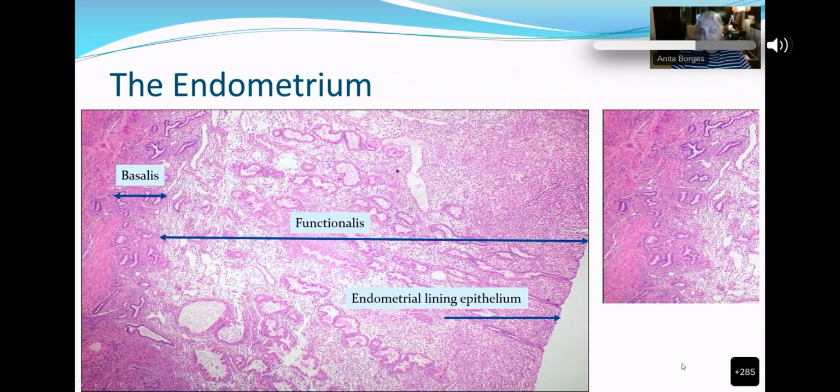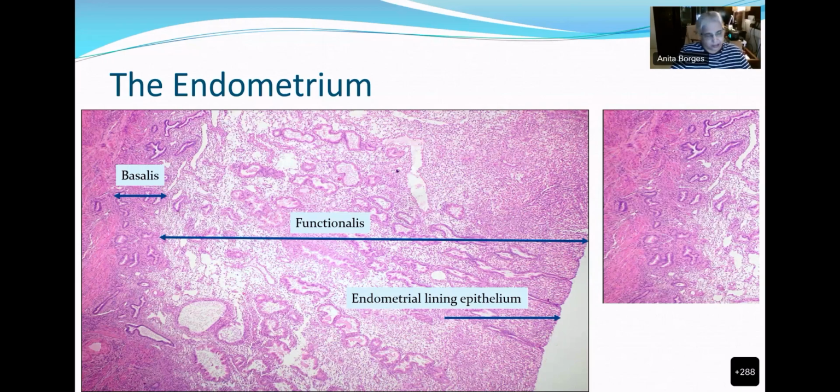But just notice that these have got some very odd looking shapes, and the nuclei are dark, and they appear dark because there is not much cytoplasm. I know that sometimes people mistake this for a proliferative phase endometrium. But it's probably not a proliferative phase endometrium.